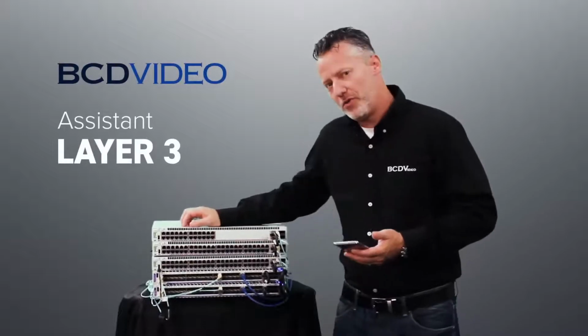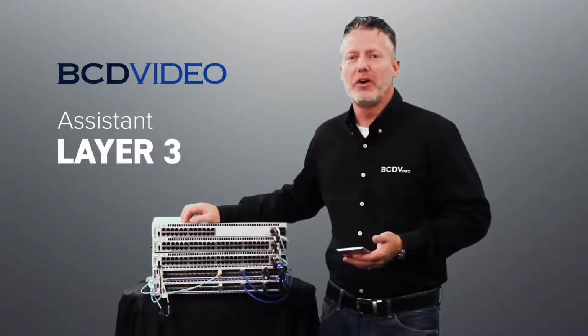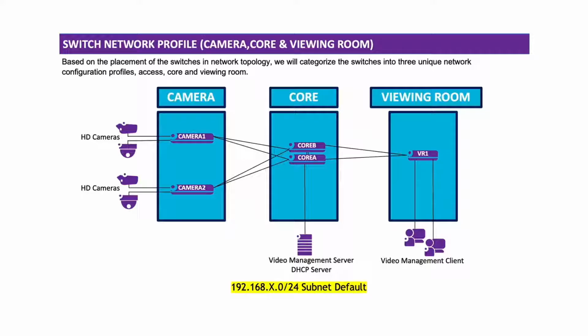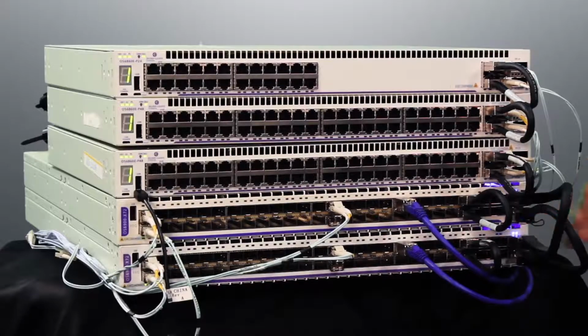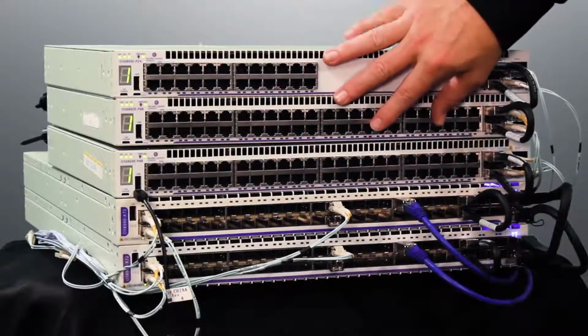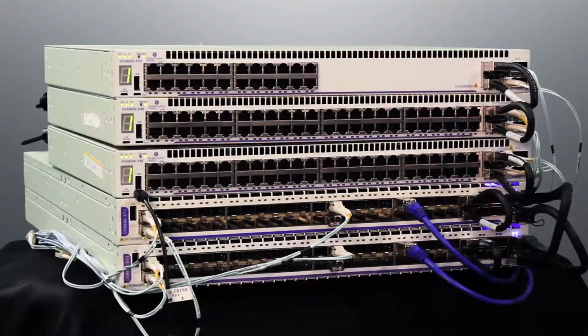Alright, I'm going to do a quick walkthrough here of what it takes to actually deploy the Layer 3 application using the BCD Video Assistant. In this particular example, we're going to have a core switch, a viewing room switch, and two edge or camera switches that we're going to deploy.